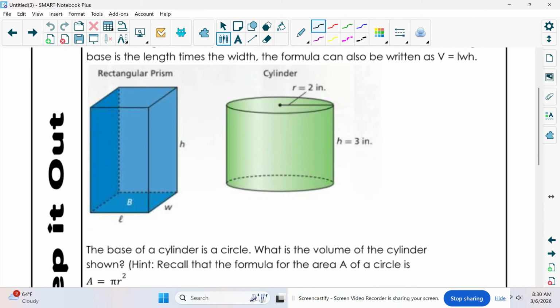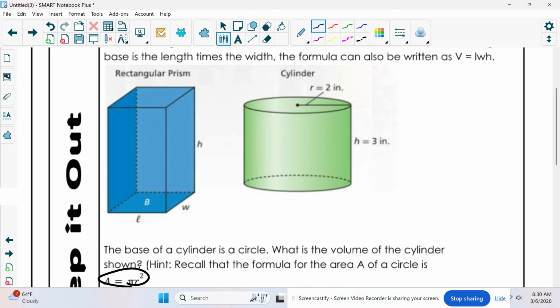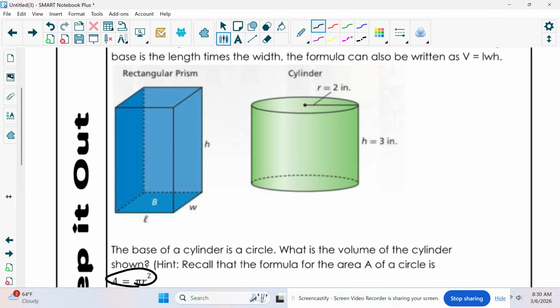Instead of using length times width times height, we have to replace the base with the area formula of a circle, which is what you've been doing. Okay? So it's the same process that we've been doing.